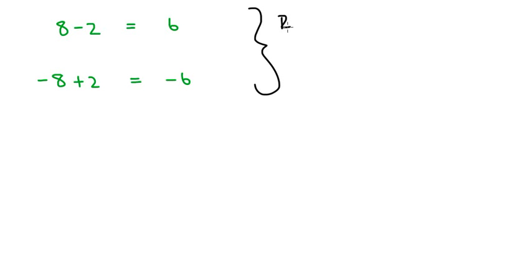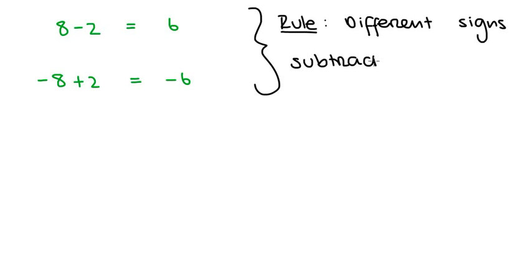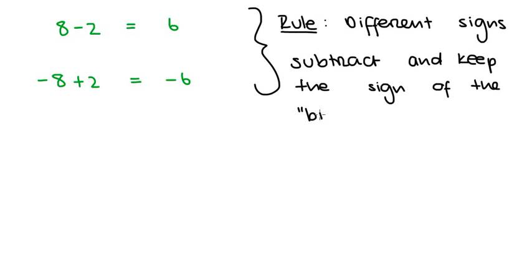In this case, when we have different signs, the rule that we follow is that we subtract if we have different signs, and we keep the sign of the bigger number. So different signs, subtract, keep the sign of the bigger number. So I'm putting the bigger in inverted commas here because we're looking at the bigger number without the sign at all. So in this case, 8 is the bigger number.